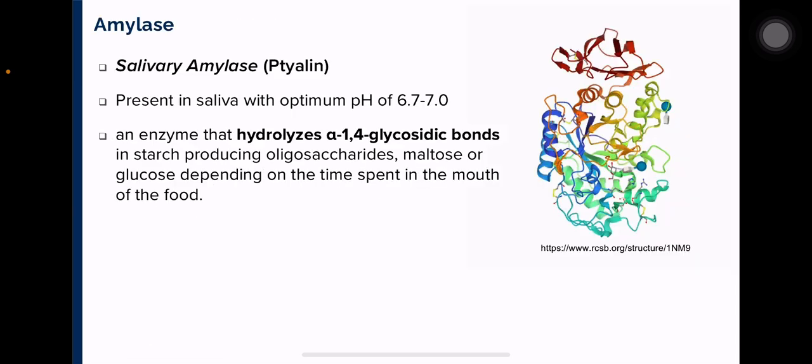Salivary amylase is also called ptyalin. It is the enzyme in your saliva that begins carbohydrate digestion. It works best at pH 6.7 to 7.0. It breaks the alpha-1,4 glycosidic bonds in the starch, and it produces oligosaccharides, maltose, or sometimes glucose, depending on exposure time. This enzyme doesn't act on branch points, meaning glycogen and amylopectin are only partially hydrolyzed.